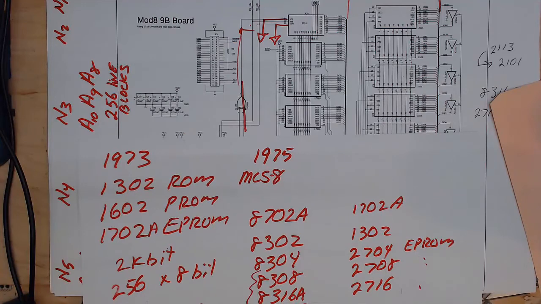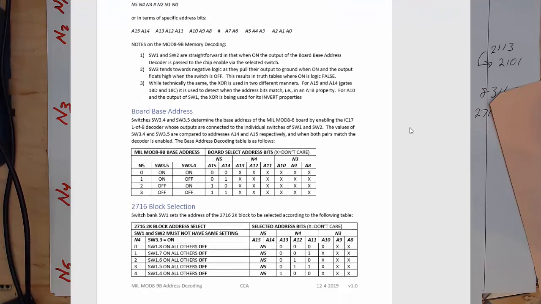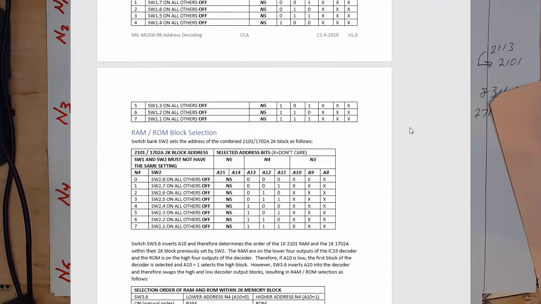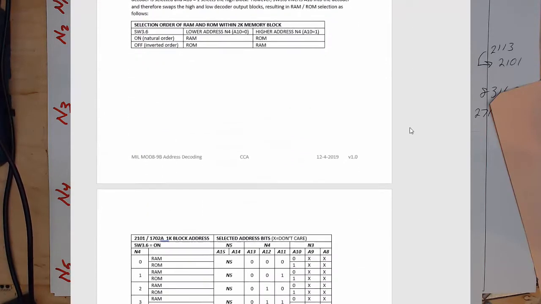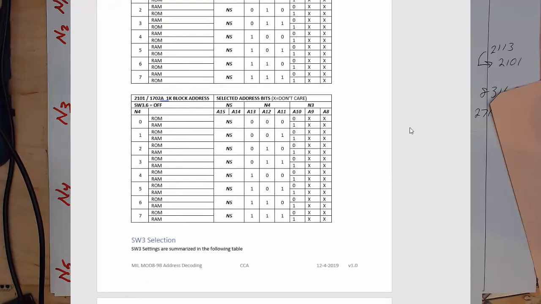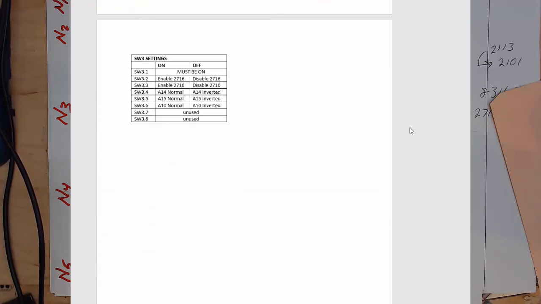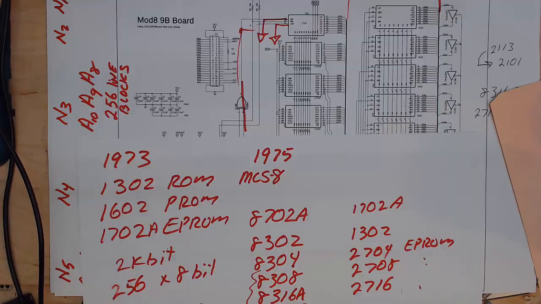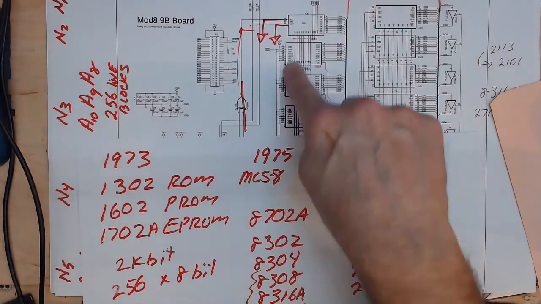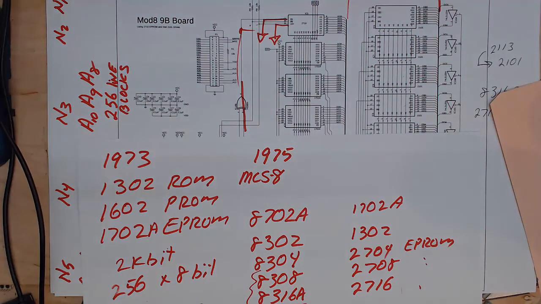All right, well, that is what I had to say about the MOD8-9 board, and I'm pretty sure that Charles is going to include this or some version of this document we were looking at that has the decoding blocks in his documentation for that. We'll revisit that if he does the new version and decides exactly how he's going to do this decoding. Okay, so that's it for the MOD8-9 board.